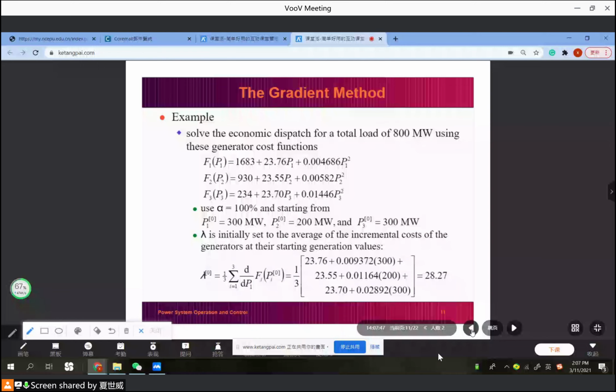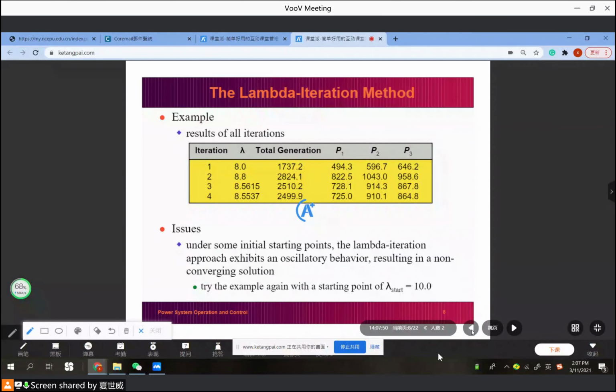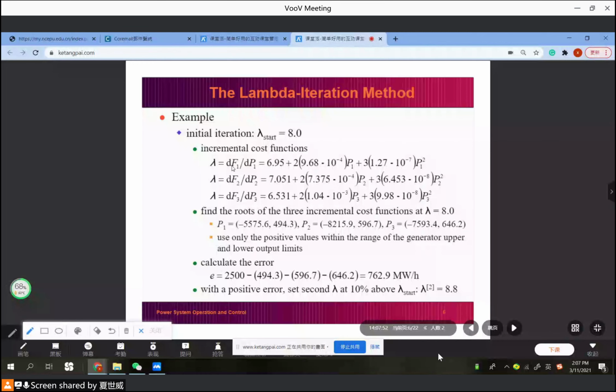And also for the lambda iteration method, you have to calculate the first order. So to sum up, all these methods are based on derivative calculation. It means that you have a convex input-output curve, and you can calculate the input-output relationship and their derivative. So this is the common feature of these methods.